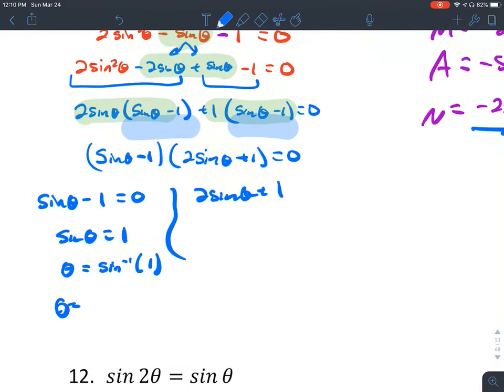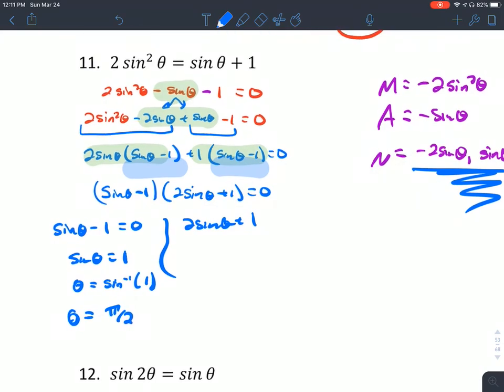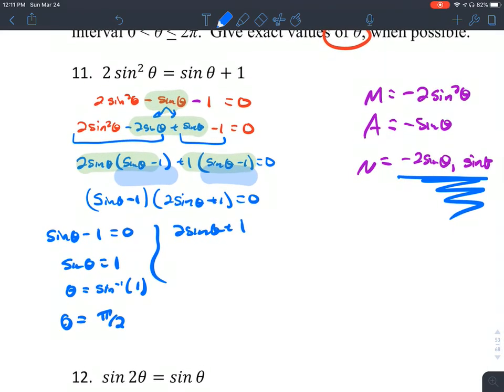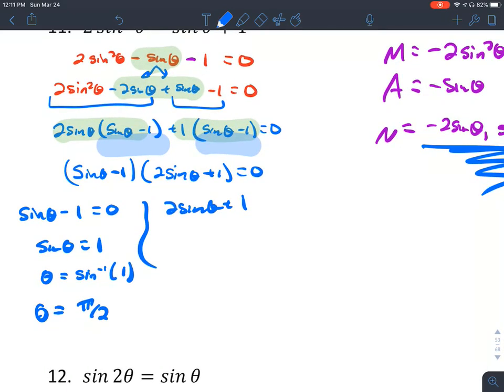It is equivalent to 1 at the top of the unit circle at pi over 2. That's the only time it happens in one period from 0 to 2 pi.